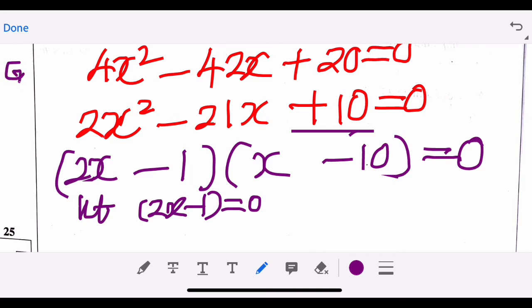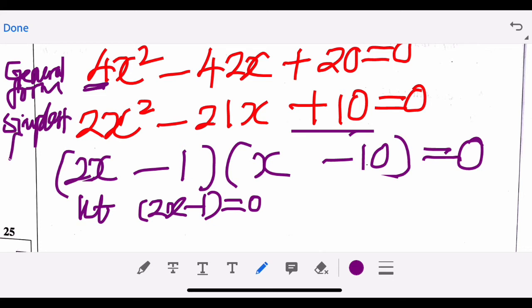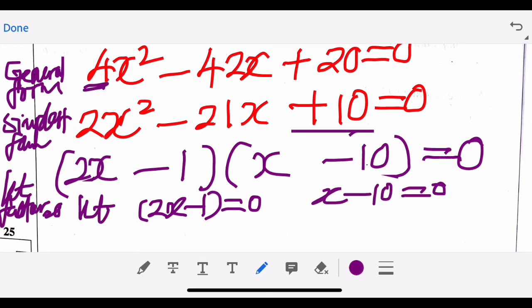This is the general form. Make sure that A is positive, and it must be in the simplest form before you factorize. Now you let each factor equal to 0. These are the steps that you need to follow. So x minus 10 is a factor and 2x minus 1 is a factor. So you solve it, you will get x equal to 1 over 2 and x equal to 10.